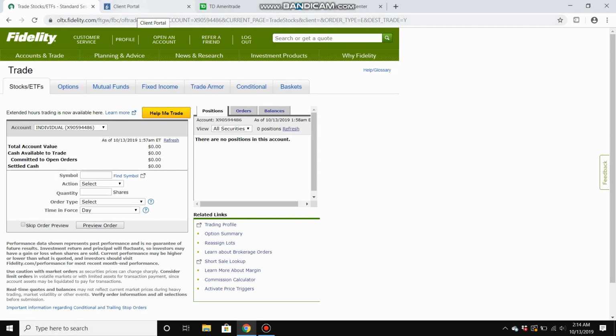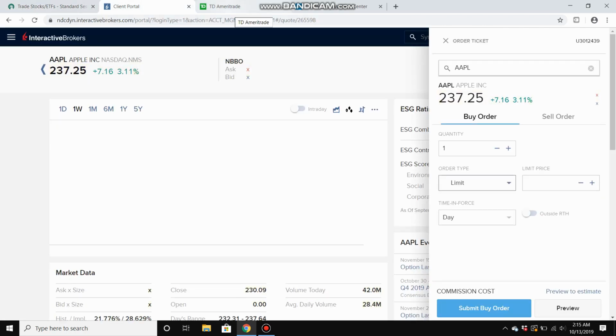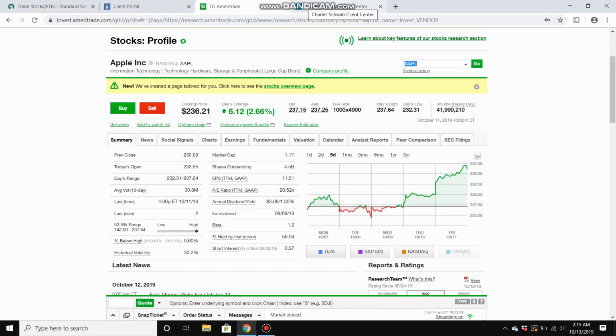So you want to make sure that before you put any money into any brokerage, whatever your investment goals or whatever type of market you want to trade, that broker allows you to trade it. But this video is about how to buy the stock. The final steps of actually buying the stock, they're all the same.